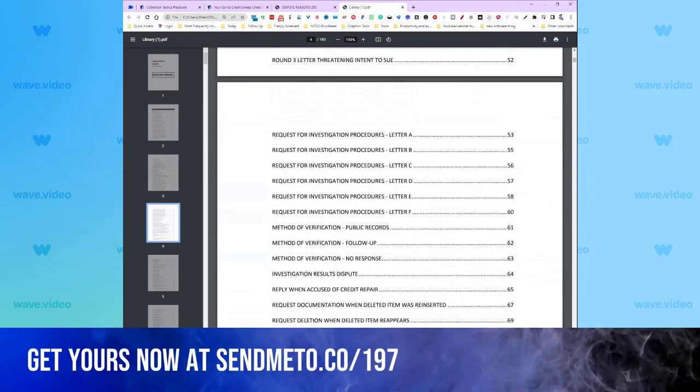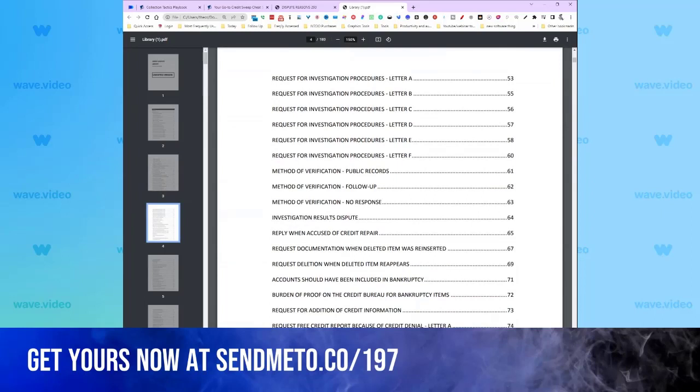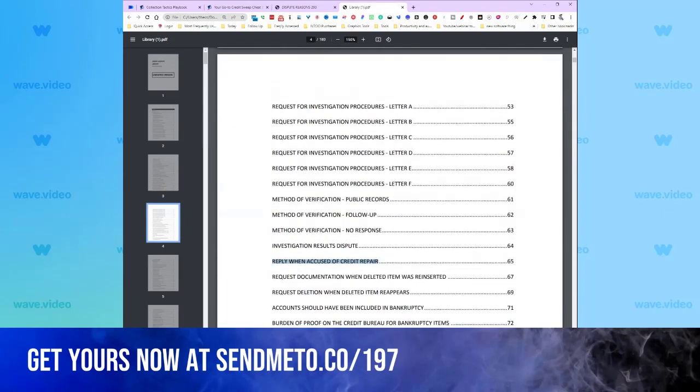Request for investigation procedures, method of verification, follow-up, reply when accused of credit repair. That's a big one right now. Let's look at that. So reply when accused of credit repair. Why am I pointing that out? Well, here's the deal. Millions of consumers are getting this. Hundreds of my clients are getting this. If you're working on your own credit, you're probably getting that same response.